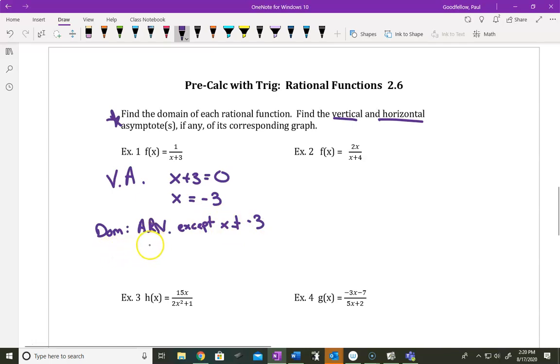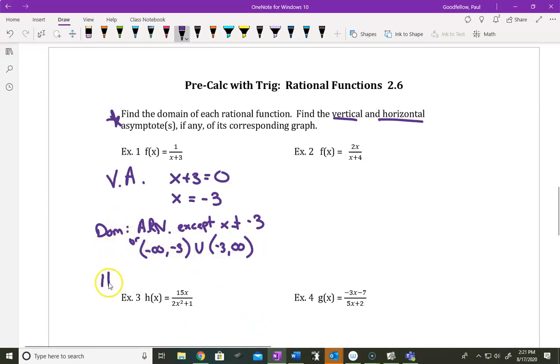You could also write this in set notation, which would be -infinity goes all the way up to -3. It doesn't include -3, but then it's union with -3 on to infinity. Now notice that the parentheses are soft in this particular case, and they're soft because they're saying that they're not including -3 once you get there. This would be the other notation, so I'll put the word or here.